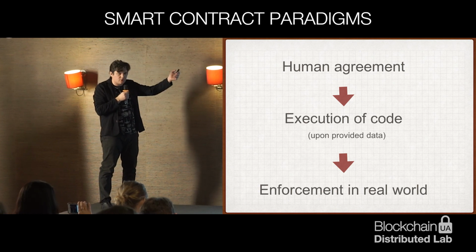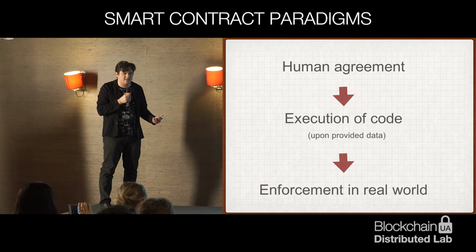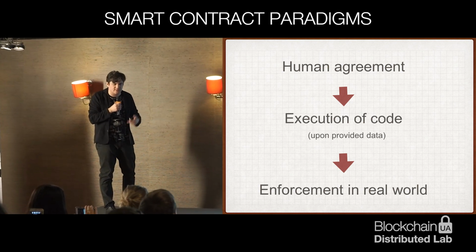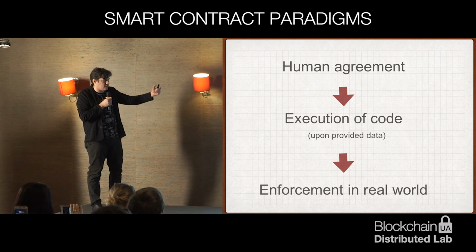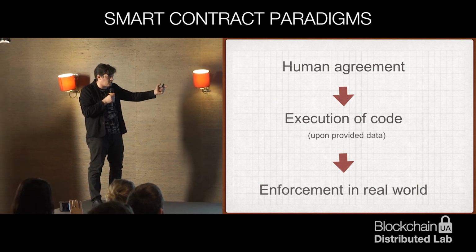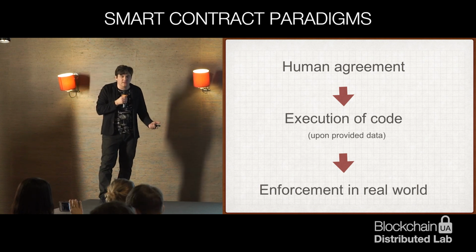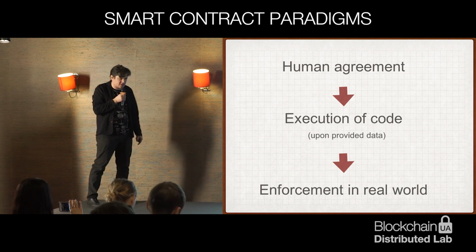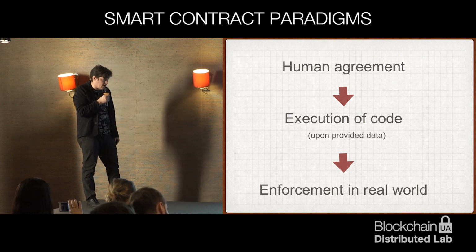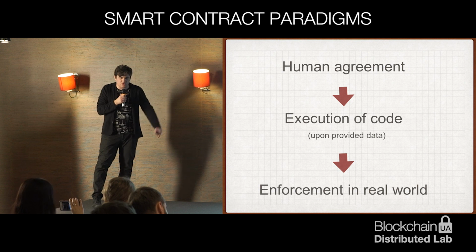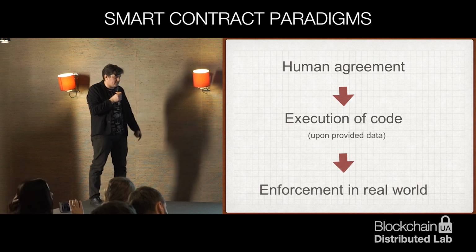So we have a model of how smart contracts work in general. First of all, there must be a human agreement, like what is an asset, how do we keep track of ownership of the asset, and so on. Then we have execution of code on the blockchain or otherwise on the provided data. And finally, it's enforced. On the blockchain, if you deal with a digital asset, it's enforced automatically. If you have the real world, you need some kind of real world enforcement mechanism, like a legal system.